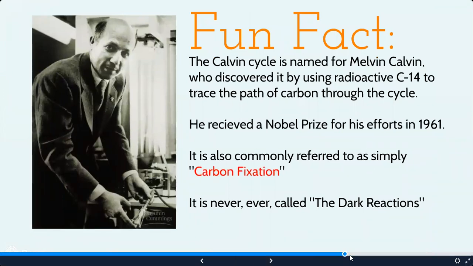If there's a name smacked on something that you learn about in science, it probably means somebody with that name discovered it. So Calvin.